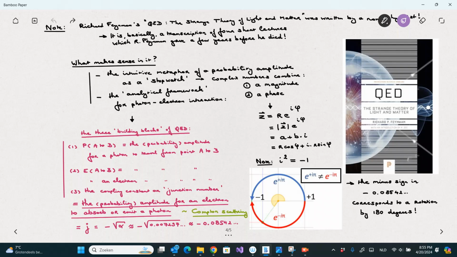But the good thing about the book is, I think it does provide a good analytical framework to understand how photons and electrons behave, and how quantum math actually works. I call it the three building blocks of QED, and these are really well explained in the book. You have a probability amplitude for a photon to travel from point A to B, and we write that like that. And we have a probability amplitude for an electron to travel from A to B. And then we have a coupling constant, or a junction number, when an electron and a photon happen to be on the same spot. What is the probability amplitude to absorb or emit a photon?